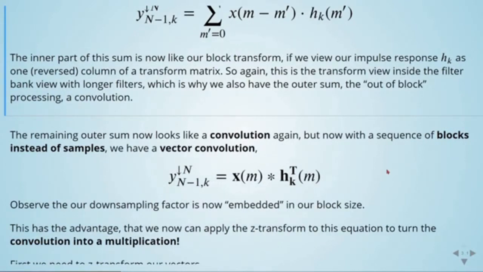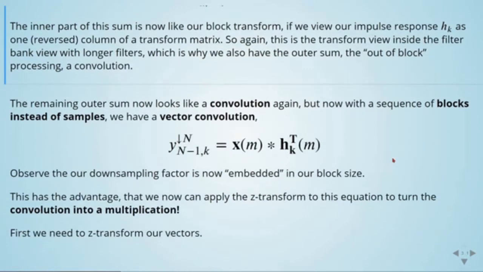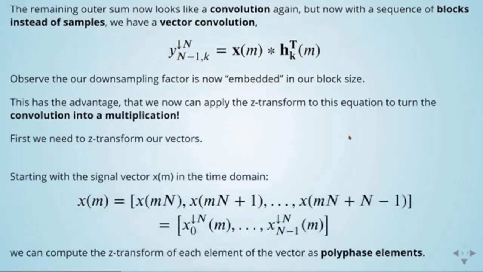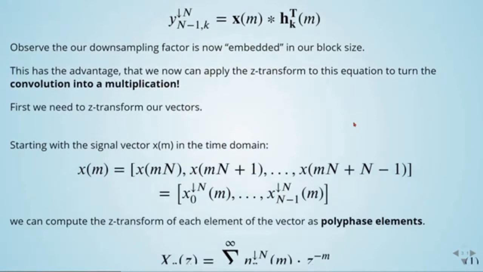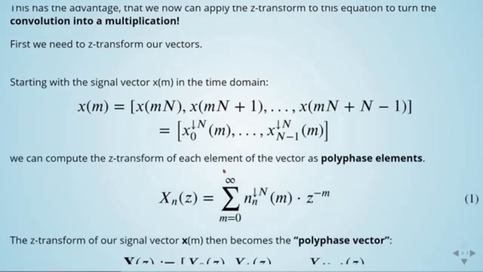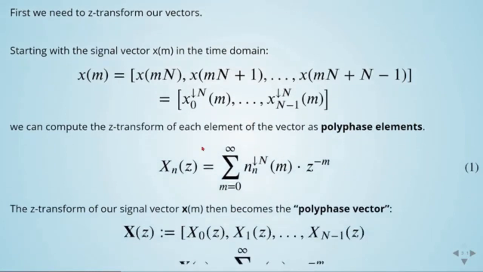Observe that our downsampling factor is now embedded in our block size. This has the advantage that we can now apply the z-transform to this equation to turn the convolution into a multiplication. First, we need to z-transform our vectors. So we start with the signal vector x of m in the time domain, and we can compute the z-transform of each element of the vector as polyphase elements, even here.